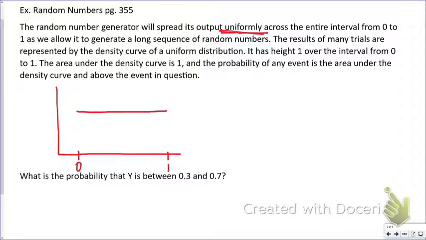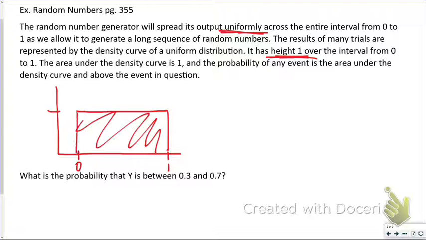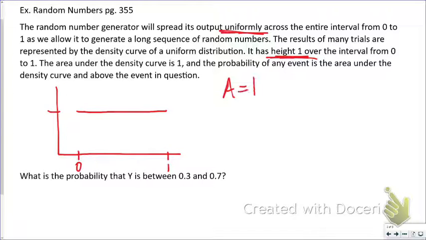They tell us the height, but they didn't have to. We could have figured it out. Because remember, the area of the entire curve has to be 1, right? So if the area is 1, and it's also a rectangle, I know the base is 1, the area is 1, the height had to be 1.